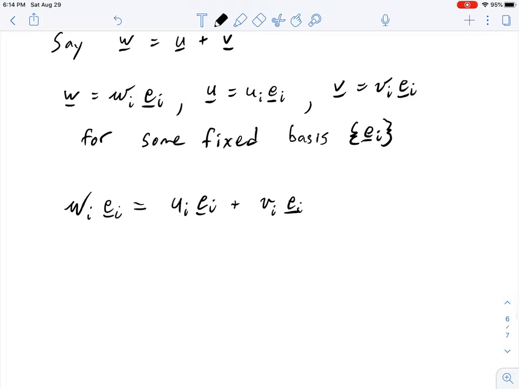But since i is a dummy index here, it would be equally correct to say w_i e_i is equal to u_j e_j plus v_k e_k. But either one is correct.